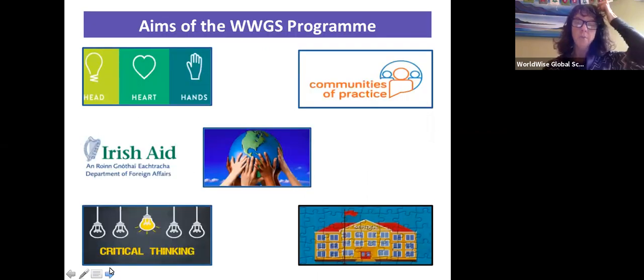The aims of our programme, which is fully funded by Irish Aid, which is a section of our Department of Foreign Affairs, is really to engage students with their head and their heart and their hands. So meaning getting that critical thinking going, also tapping in with values and attitudes, and most of all how that leads to action on these important global issues.